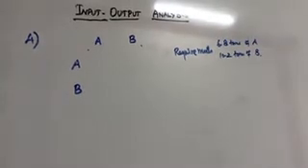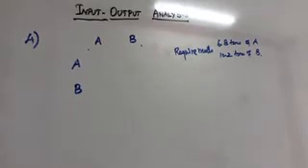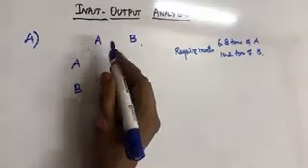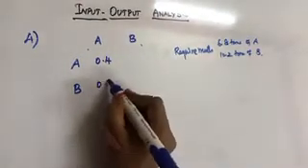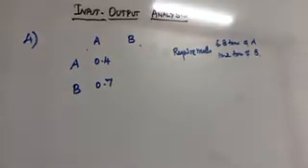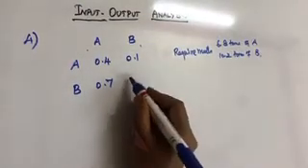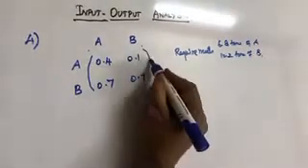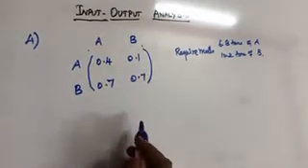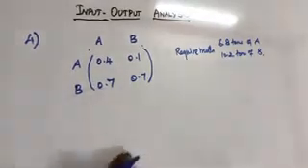So it is given that 0.4 tons of A and 0.7 tons of B are required to produce a ton of A. Okay, so to produce a ton of A, I need 0.4 tons of A and 0.7 tons of B. Similarly, 0.1 ton of A and 0.7 tons of B are needed to produce a ton of B. Write down the technology matrix. You have to be very clear while writing the technology matrix.